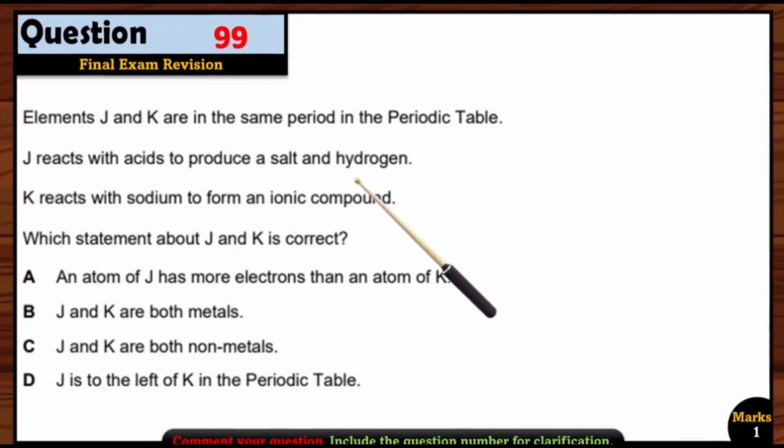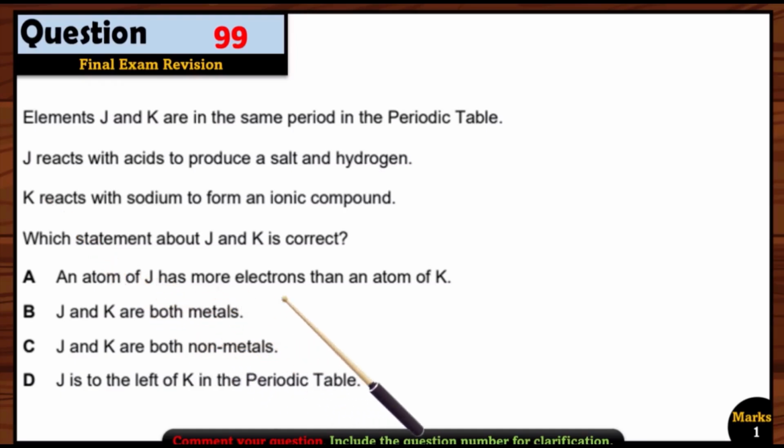J reacts with acid to produce salts and hydrogen. K reacts with sodium to form an ionic compound. Sodium, of course, is a metal, so it means a non-metal is reacting with the sodium. And J is reacting with acid to produce salt. Okay, so it means J is a metallic oxide, right? Or it's basic in nature. So which statement about J and K is right? So it means J is actually metal and K is non-metal.